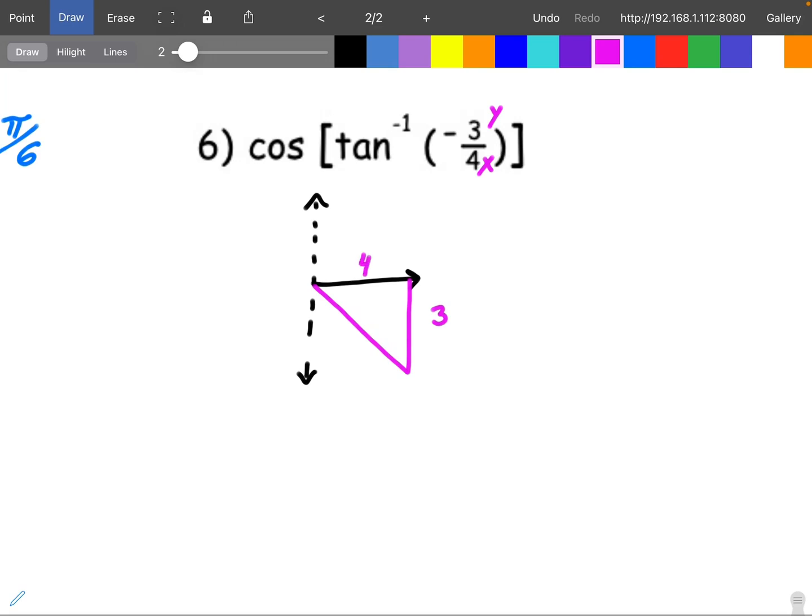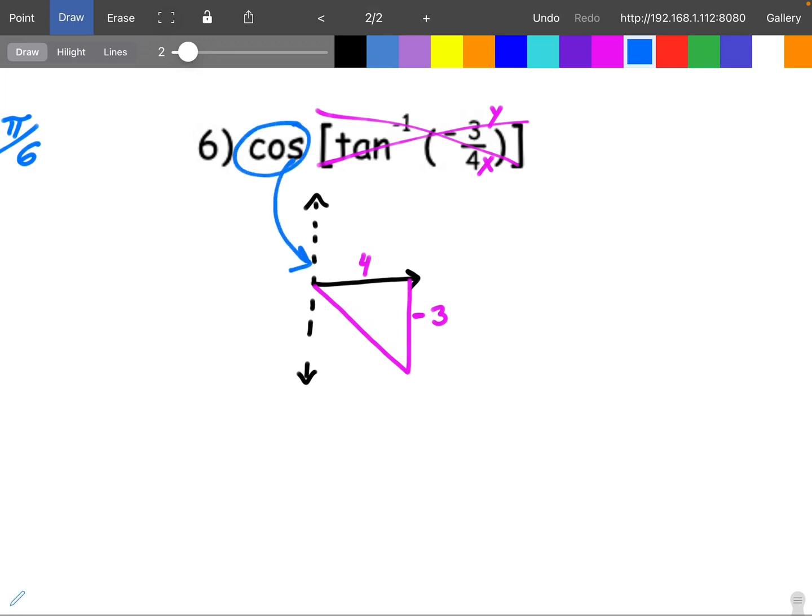So I'm going to label my triangle. So the y has to be the 3, the x has to be the 4, and then that negative is going to go in the appropriate place based on our quadrant. So in the fourth quadrant, it would be the y that's negative, and the x would be positive. Now, once we have that labeled, we are now done with that. We don't need it anymore.